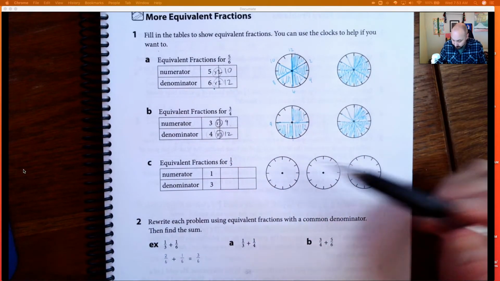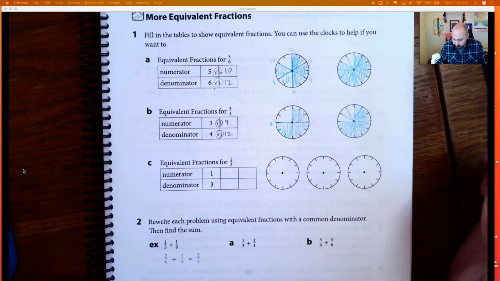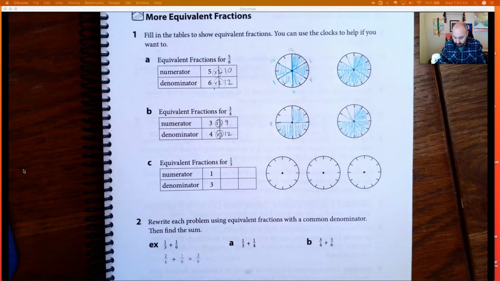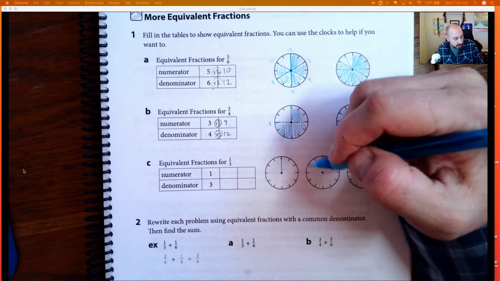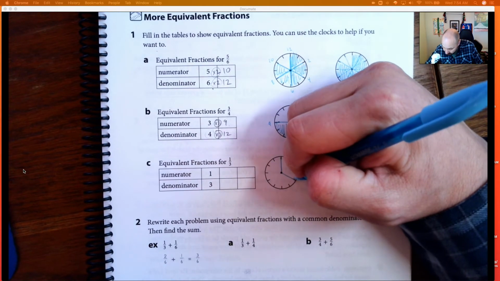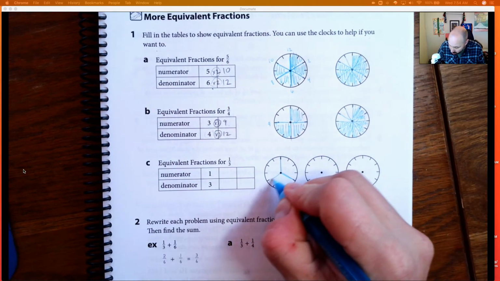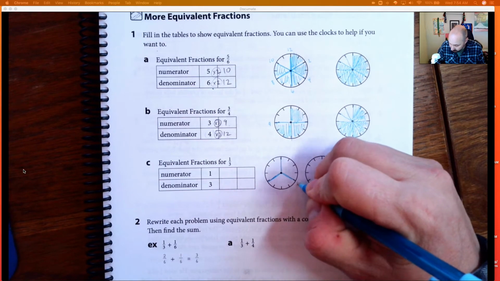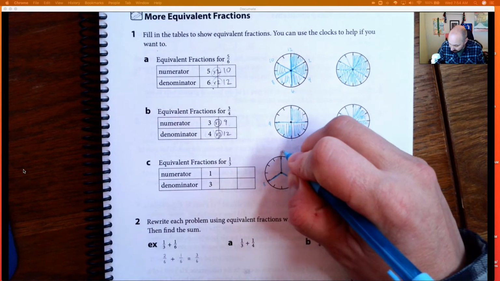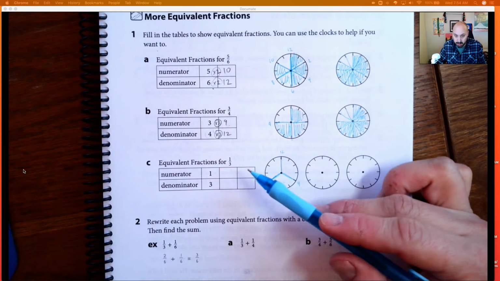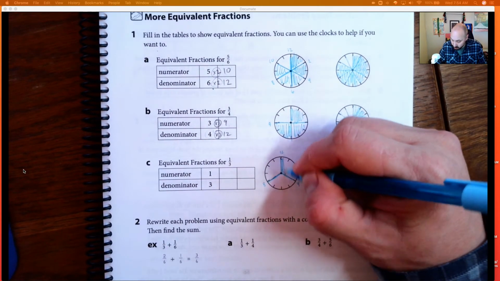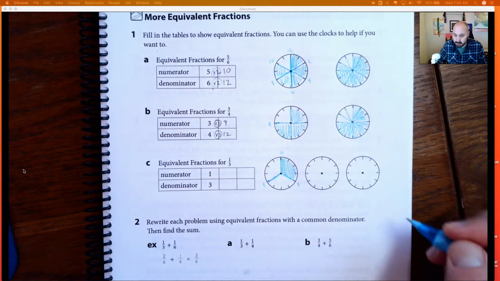Okay, so in this one, they want us to do 2 equivalent fractions. So first we're going to cut this first clock into thirds. And remember, we're going to go to the 4 and the 8th tick. So the 4 and the 8. So 4 o'clock and 8 o'clock. That's cut into thirds, and now we're going to shade in one of those thirds.